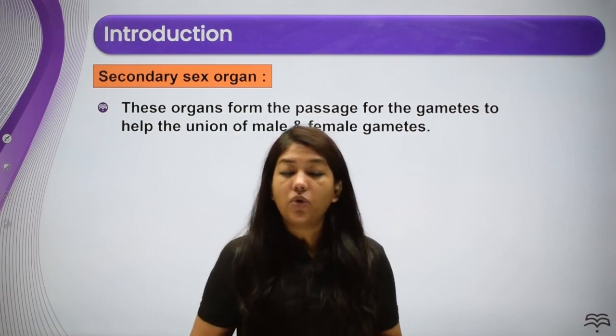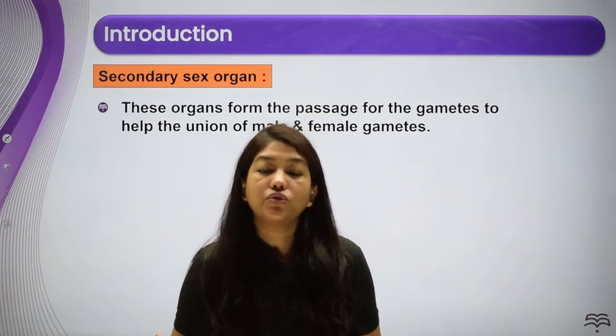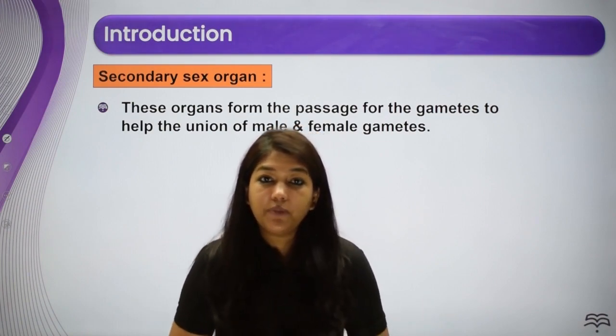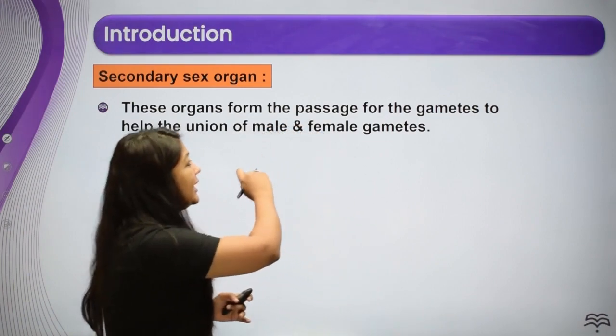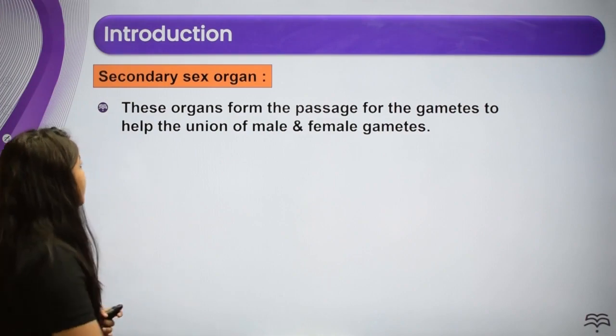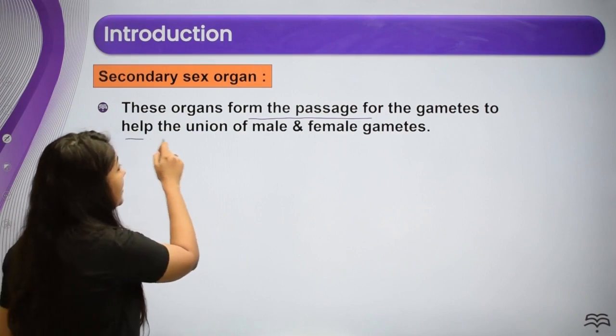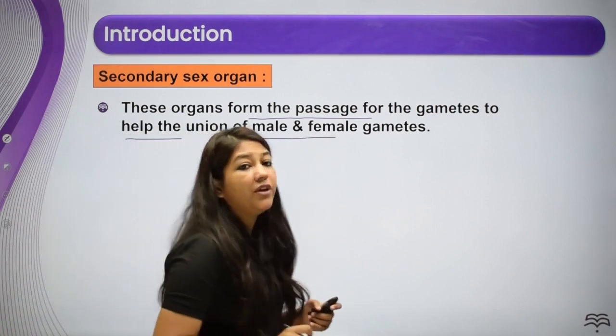देखो, primary sex organ के अंदर क्या होगा? Gamete formation होगा. अब उन gametes को रास्ता देना पड़ेगा, right? A passage has to be provided. So, for that, the secondary sex organs, they come into the picture. The organs form the passage for the gametes to help the union of the male and female gamete.